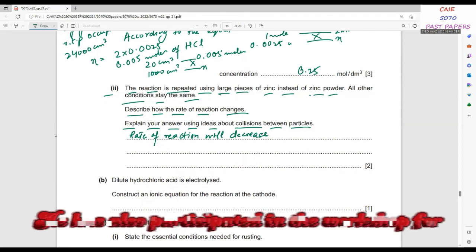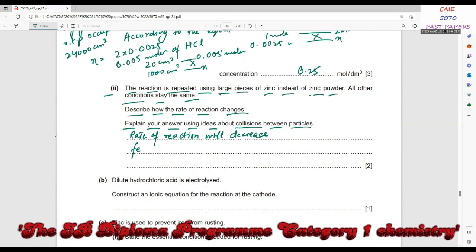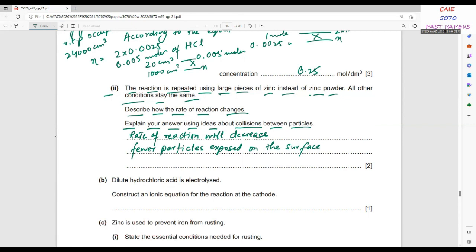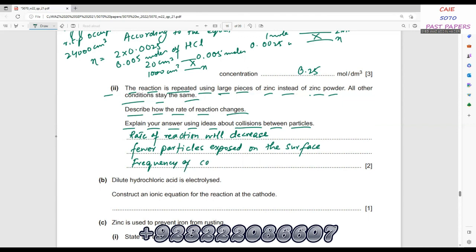Further, you write that fewer particles will be exposed on the surface because the size of the particle is increased, and the frequency of collision also decreases. Frequency of collision decreases.